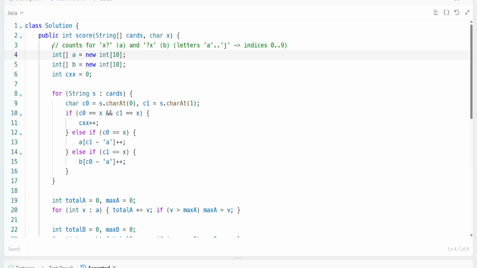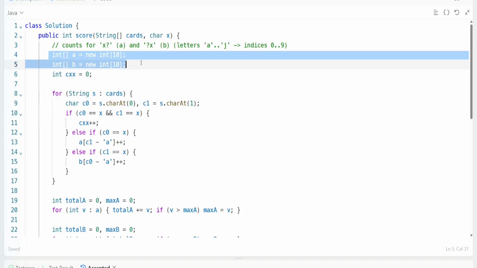Very first, we want to count the X for card A, and then we'll count for B similarly, whether they are there or not. We know that the characters can be anything from A to Z, so we'll take the indices like this for A to Z, and for that we'll take two arrays, A and B.